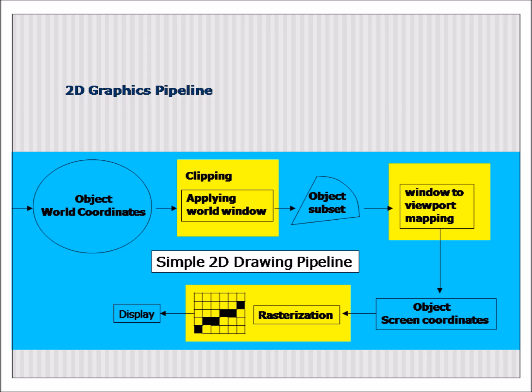Then viewport mapping is carried out, which refers to the 2D rectangle used to project the 3D scene to the position of a virtual camera. After that, we have object screen coordinates, which are in 2D form, so as to convert high-level geometry description to pixel colors in the frame buffer for display on the screen, which is actually rasterization. The whole process that we have discussed is also known as the simple 2D drawing pipeline.